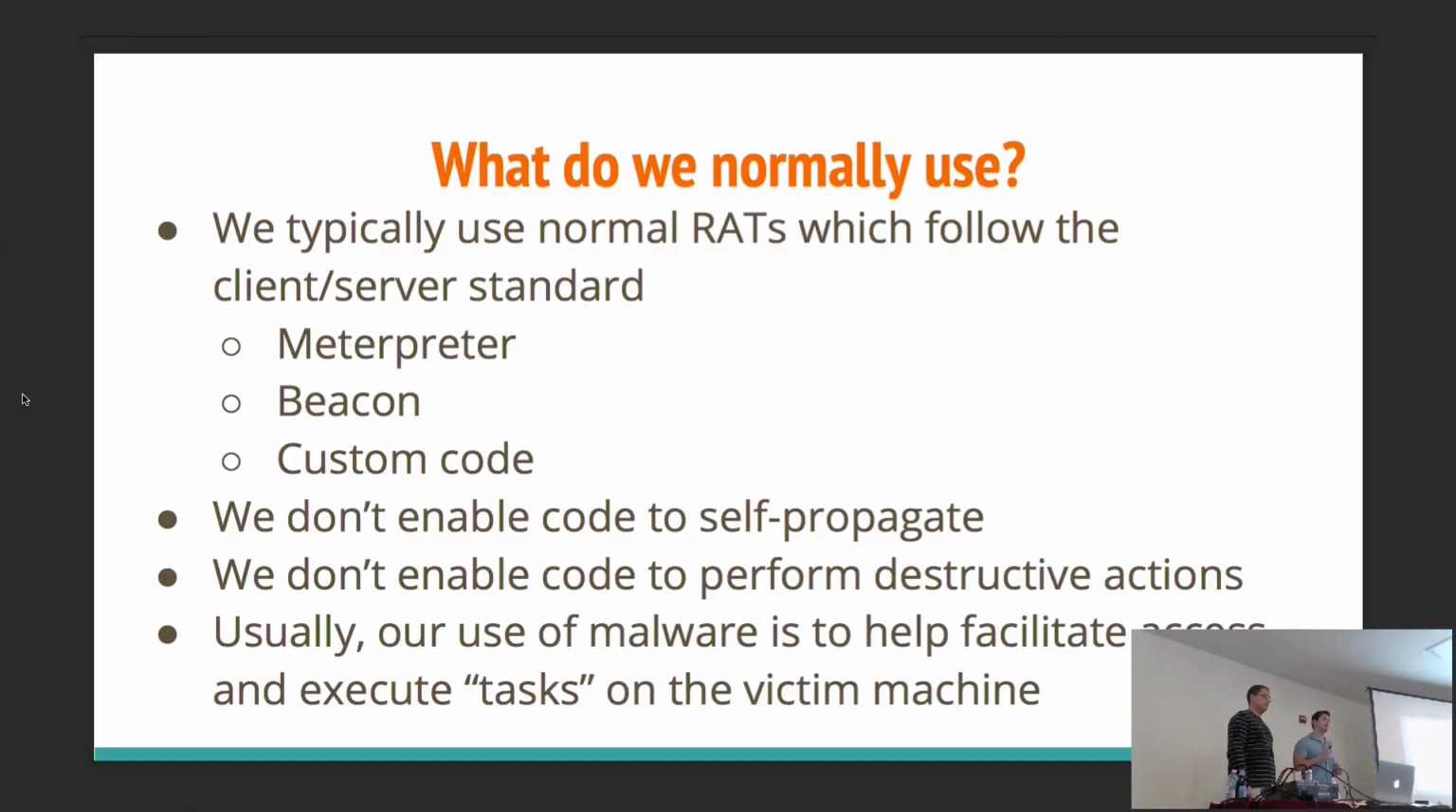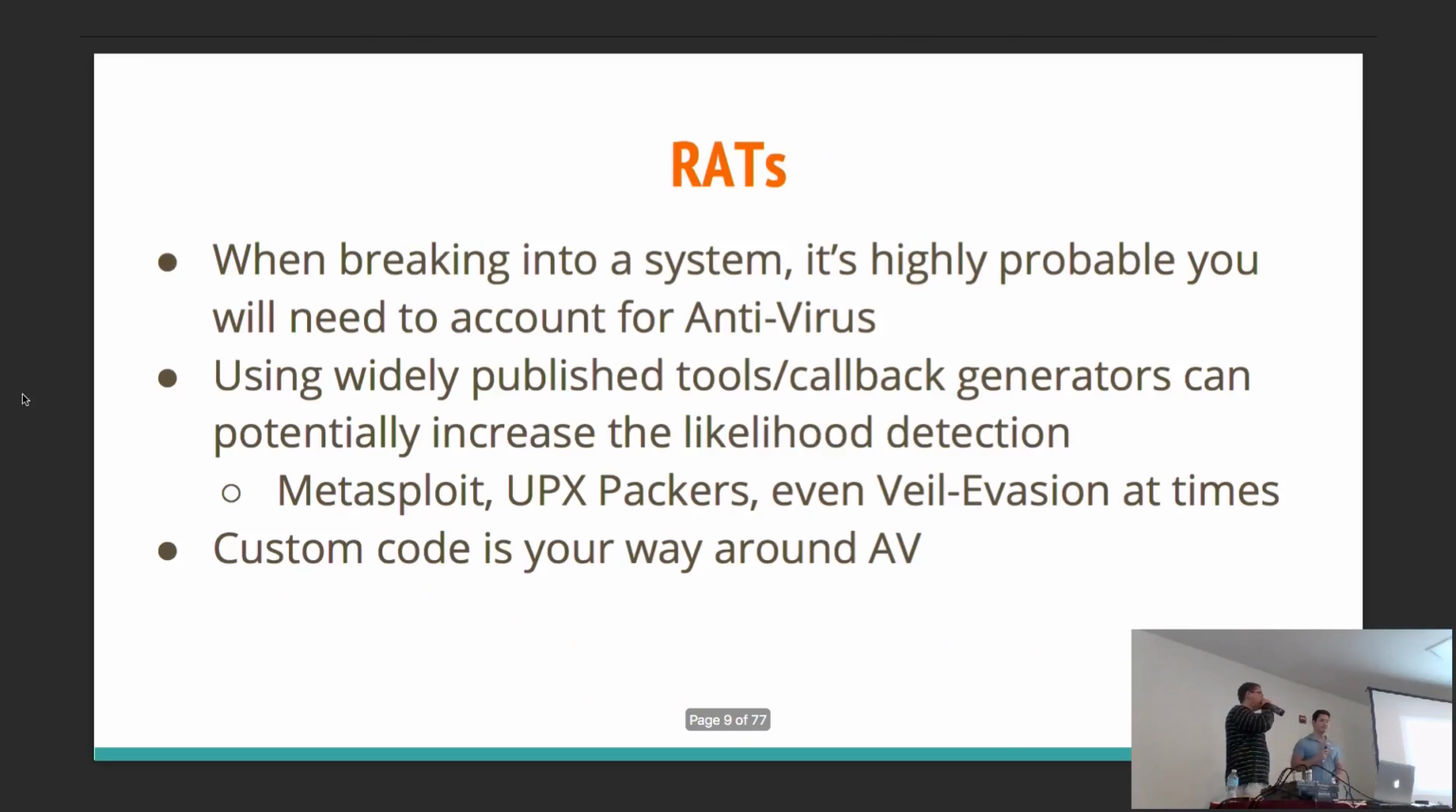Most of the malware we use on assessments is generally just going to help facilitate access and execute different tasks. Tasks can be something like process listing, downloading and uploading files, just basic domain enumeration, things like that. So RATs. When we're breaking into the system, it's very likely you're going to encounter antivirus. If you're using commodity-based malware, such as the ones I talked about before, Beacon or Meterpreter, and you just use the raw payload that's generated, you're going to get caught by antivirus because there's a signature for every single one of the commodity-based malwares. So how do you get around this?